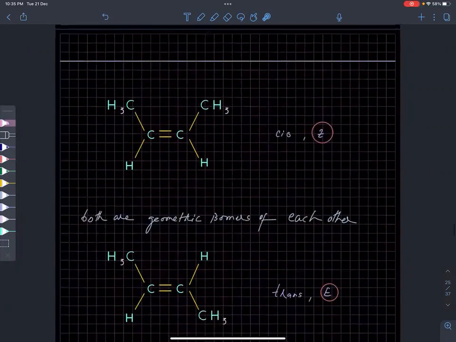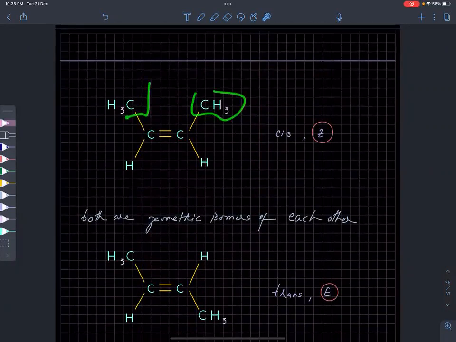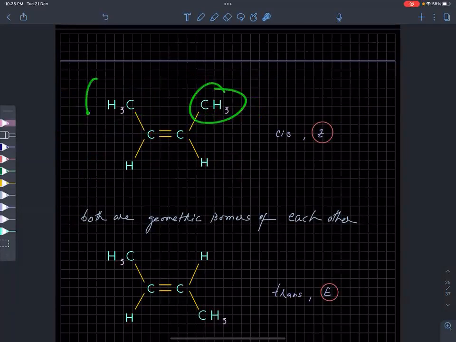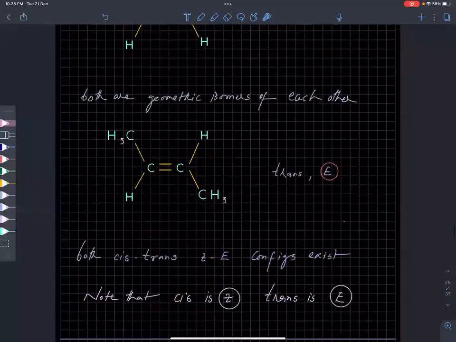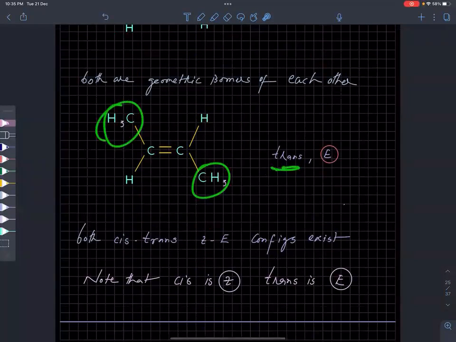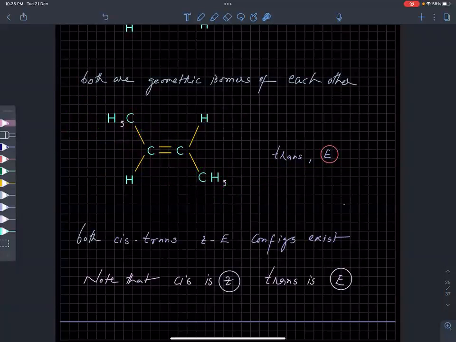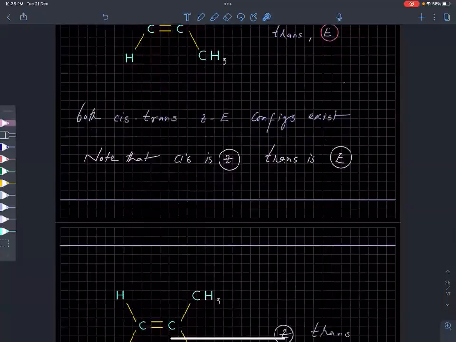What about this? Number 1, number 2. Number 1 is on the same side, that's why Z. And same groups are also on the same side, that's why it is cis. Clear? On opposite side, that's why trans. Number 1, number 2. Number 1 is on the opposite side, that's why it is E. Clear? What about this?